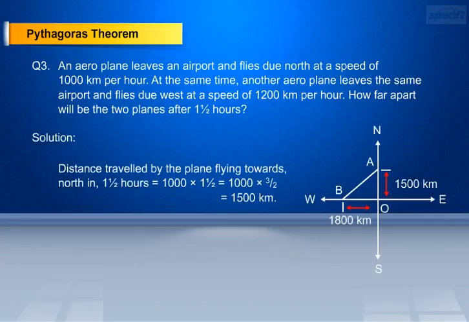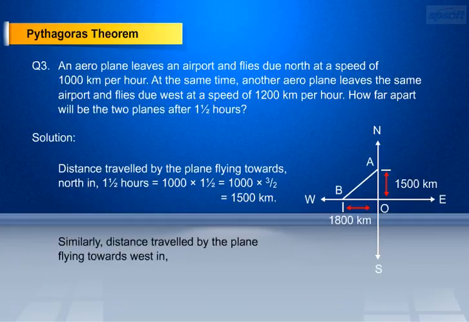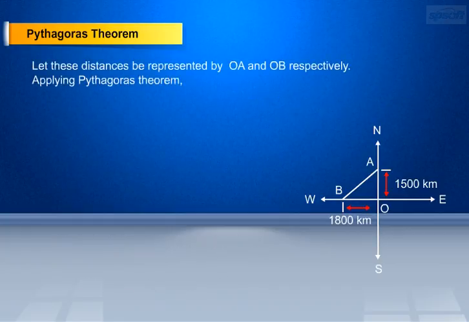Solution. The distance traveled by the plane flying towards north in 1.5 hours, that is, OA equal to 1000 into 1.5 equal to 1000 into 3 by 2 equal to 1500 kilometers. Similarly, the distance traveled by the plane flying towards west in 1.5 hours, that is, OB equal to 1200 into 1.5 equal to 1200 into 3 by 2 equal to 1800 kilometers. Let the distances be represented by OA and OB respectively, by applying Pythagoras theorem.